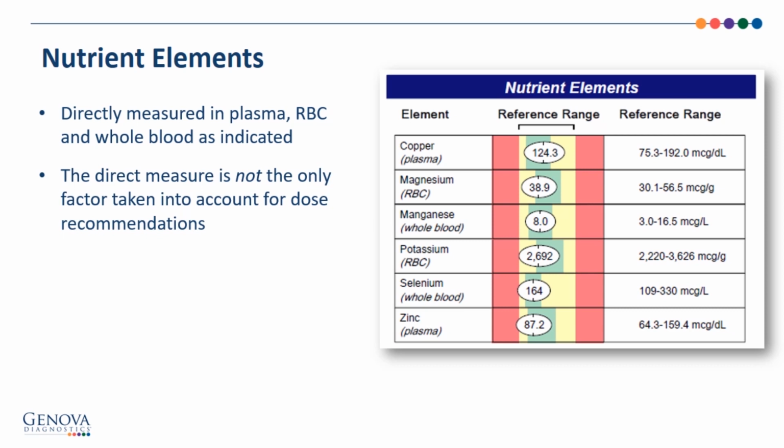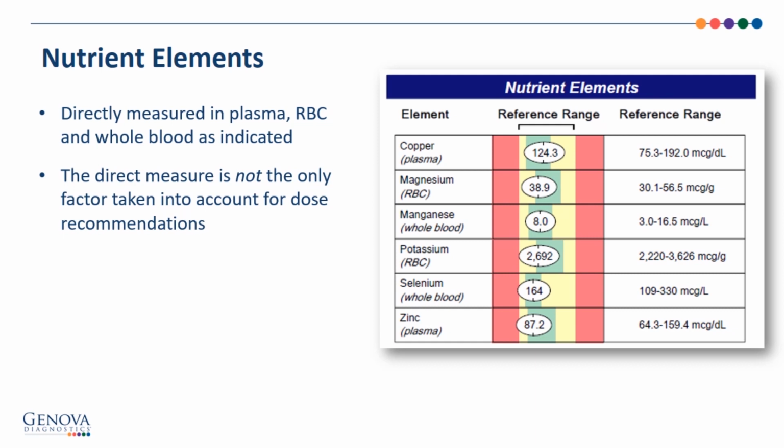The direct measure is not the only factor taken into account for dose recommendations. This gets us right back to the first point, the principle of direct measurement as opposed to a functional recommendation. You see the magnesium here at 38.9. It looks just fine as far as being measured directly, a direct measurement from a reference range. But sometimes when you look at the supplement recommendations, you can see a direct measure like this that looks fine, and yet there'll be a yellow or red high need for magnesium.